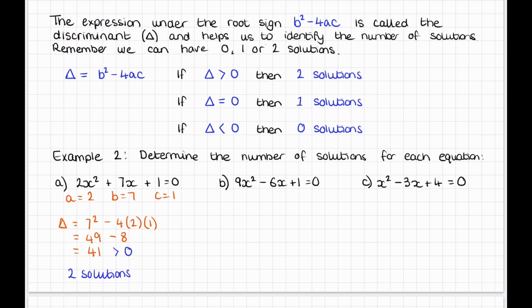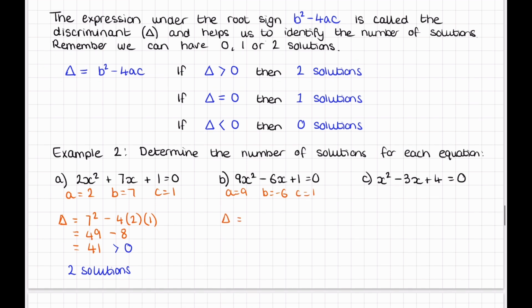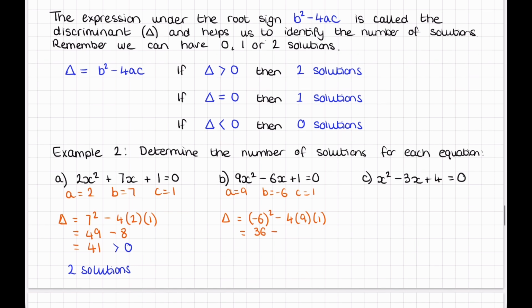Now let's have a look at b. So our a would be 9, b would equal -6, and c equals 1. The discriminant would equal b squared, -6 squared, minus 4 times 9 times 1. -6 squared is 36, minus 4 times 9 times 1, which is also 36. So this would equal 0, so as the discriminant is 0, there is one solution.